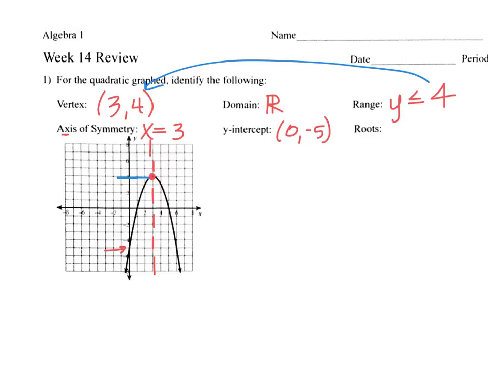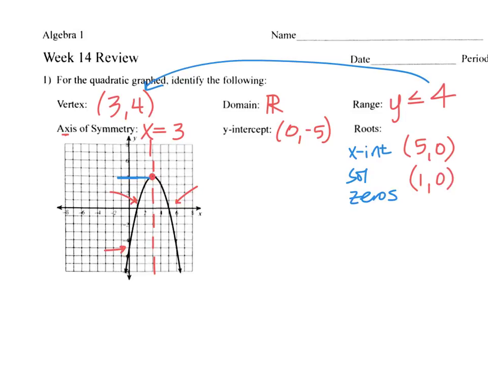And then roots, remember there are 4 words that you need to know that are equivalent. Also a question on your test tomorrow. Those 4 words are roots, x-intercepts, solutions, and zeros. All of those mean the same thing. So we're just looking on the x-axis. Again, those are separate points, so we want to name them as ordered pairs. And so you should have written down already 5, 0, and 1, 0.